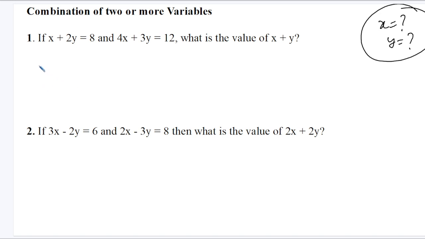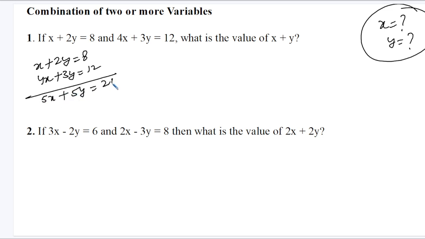For example, if I add them, I'll get 5x plus 5y equal to 20. Now I think I can divide the whole thing by 5, which will give me x plus y equal to 20 by 5, that's 4. I got the answer.